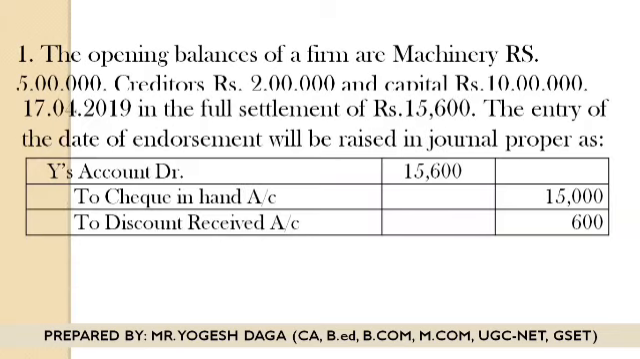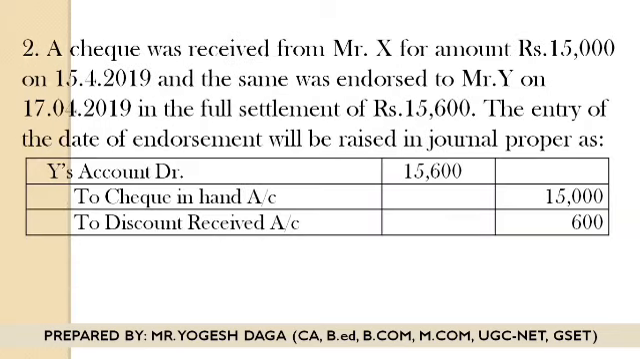Over. We are moving towards the next question, that is the second question. A check was received from Mr. X for the amount of rupees 15,000 on 15/4/2019, and the same was endorsed to Mr.